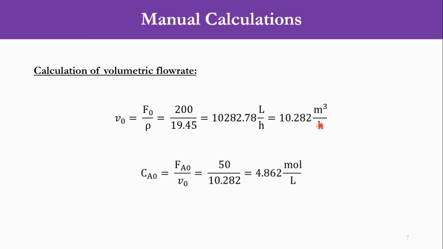Accordingly, C A naught can be calculated as F A naught over V naught, 50 divided by 10.282, and the answer will come out to be 4.862 mole per liter. If you do the unit calculations or unit conversions, you will get your required results.